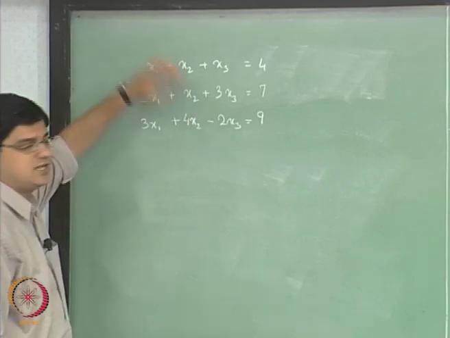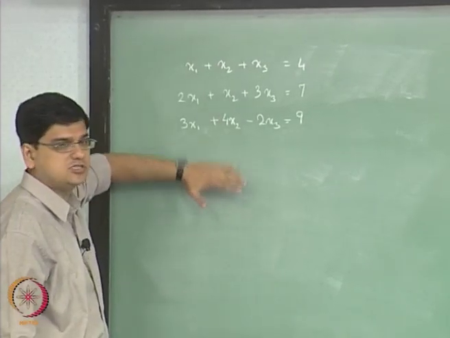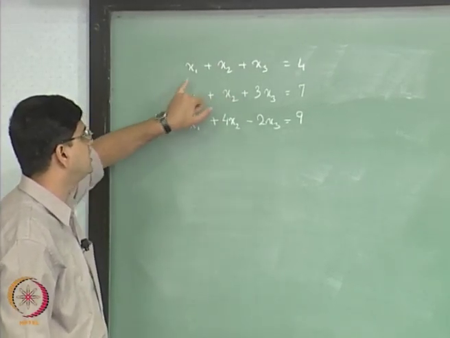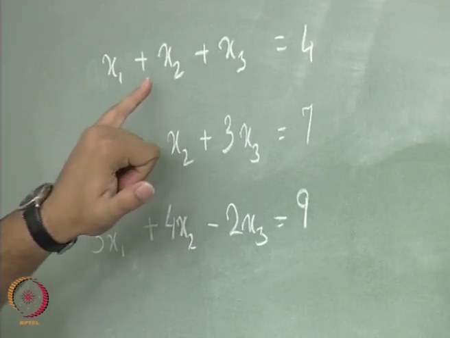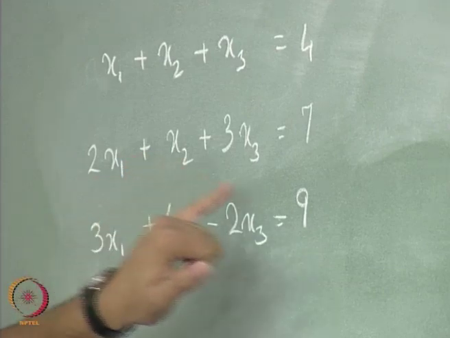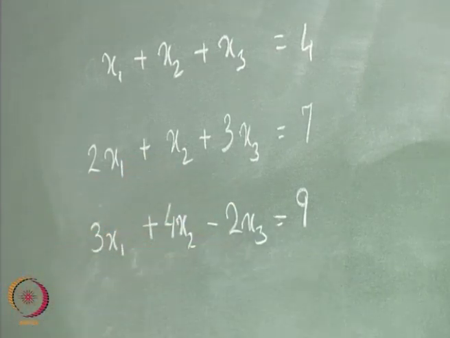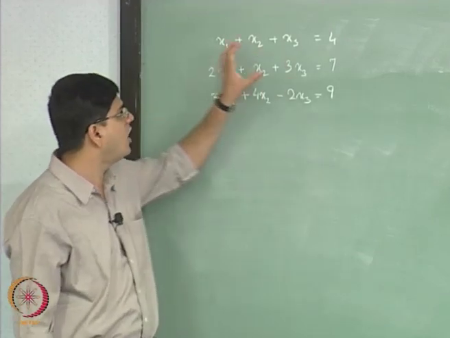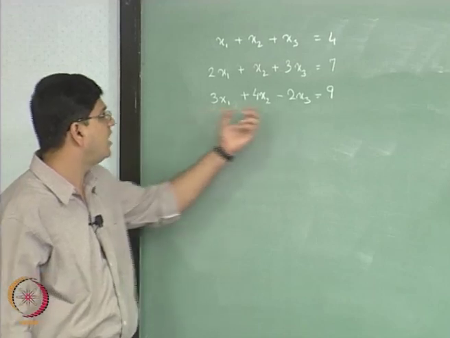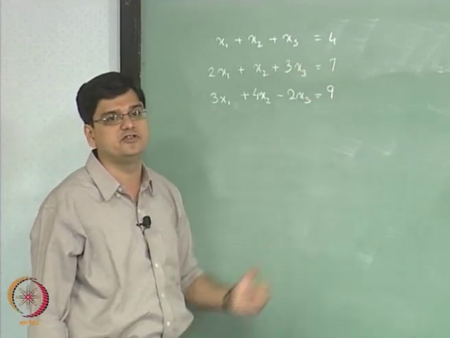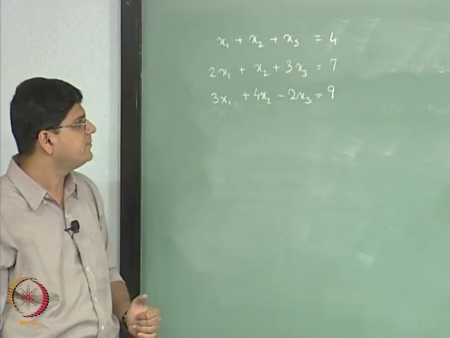Okay. So let us consider these three linear equations in three unknowns. The unknowns are x1, x2 and x3, and the coefficients are 1, 1, 1, 2, 1, 3, 3, 4 and minus 2. So this is our three equations in three unknowns. Let us give ourselves about half a minute to think about how to have a matrix representation of these equations and how to solve these particular equations.